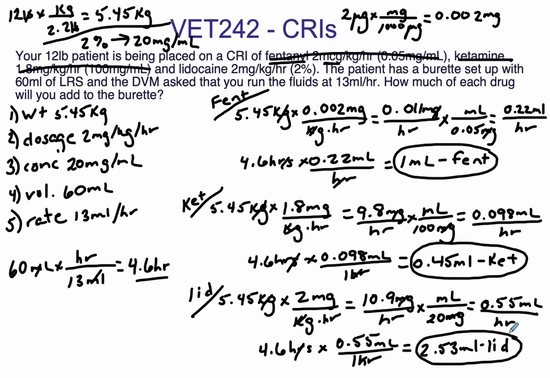Okay, so how much of each drug will you add to the burette? This is what we got. So what we're actually going to do clinically is go to the burette, remove 1 mil, remove 0.45 mils, remove 2.53 mils of LRS. Then we're going to add in 1 mil of our fentanyl, 0.45 mils of our ketamine, and 2.53 mils of our lidocaine, and then we are done.